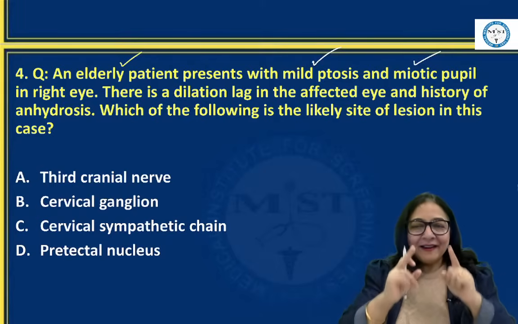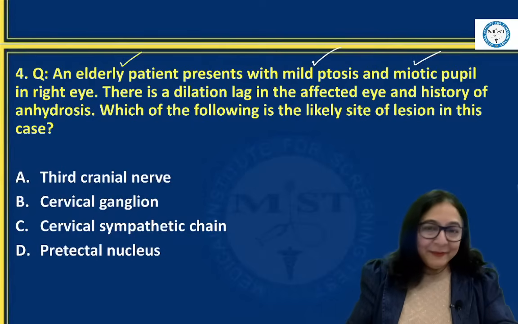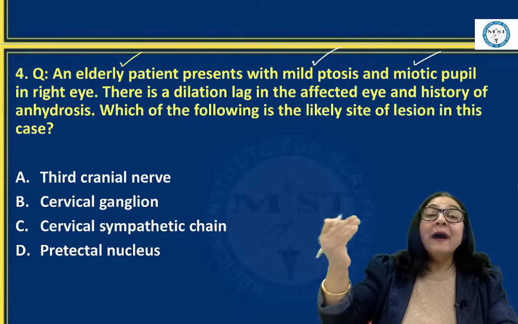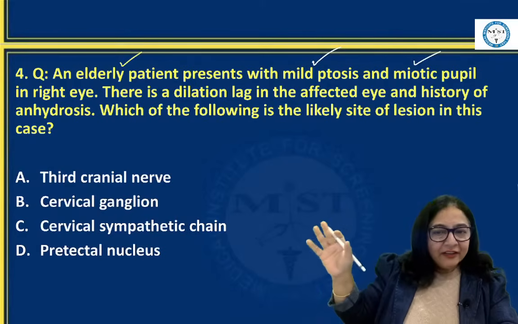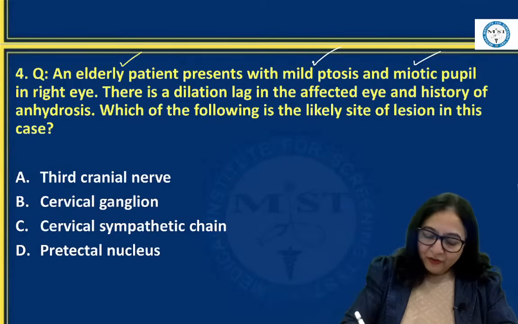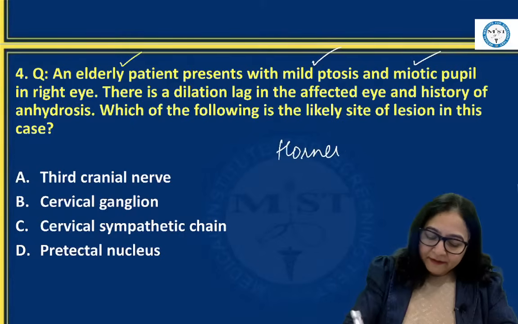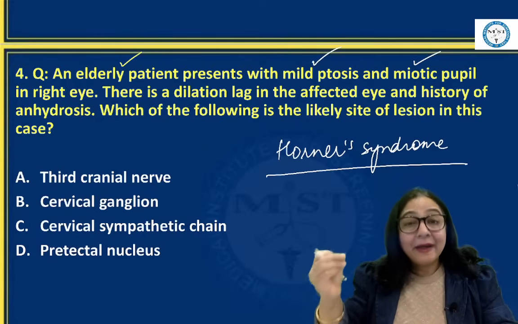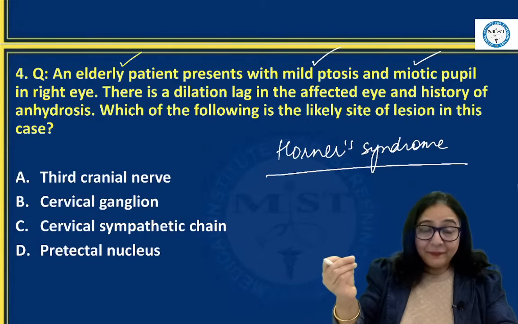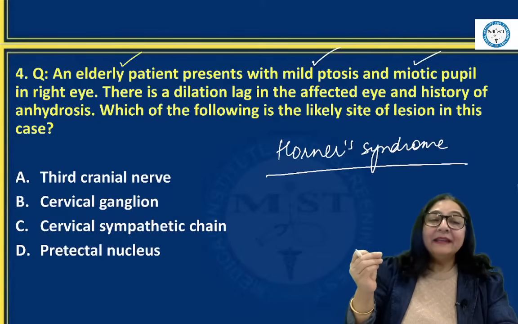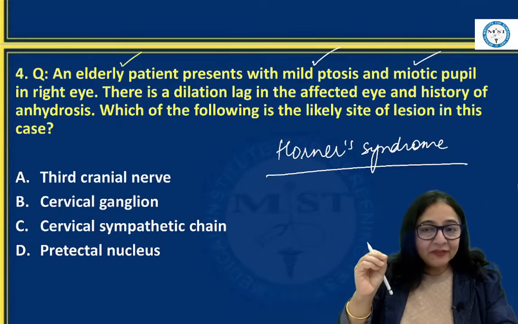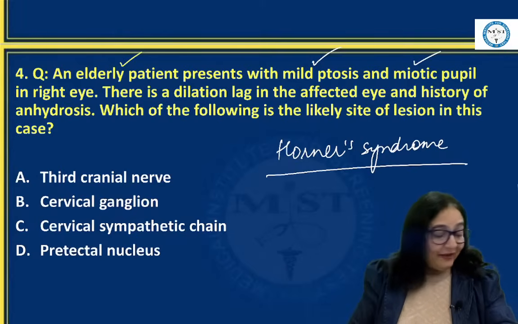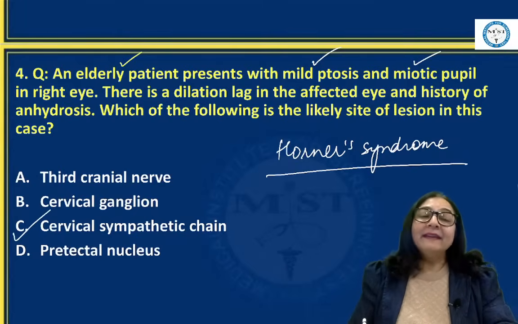Absolutely right. So you guys are hitting the bull's eye. So mild ptosis, miosis, anhidrosis, dilation lag, everything is mentioned here. So this is a case of Horner's syndrome, and we know Horner's syndrome is an oculosympathetic paresis or palsy. Okay, so it's your sympathetic chain which is affected. The site of the lesion is in the sympathetic chain, more commonly in the cervical area. So as you told me, C is the right answer for this question.